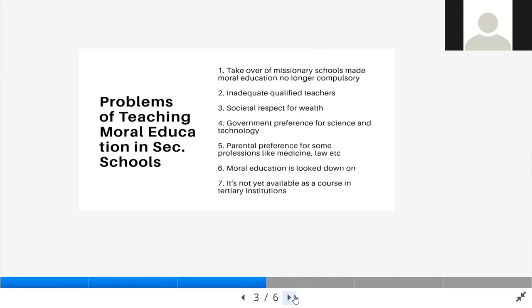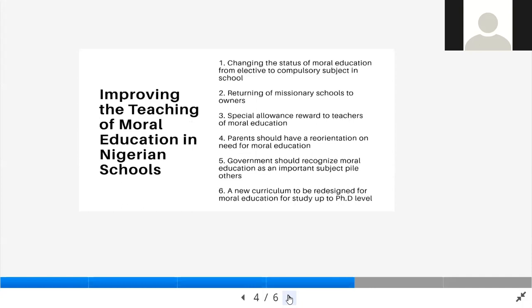And we'd like to see the next thing we have in how do we, what do we do to improve teaching and learning in moral education? What do we do to improve teaching and learning of moral education in our secondary schools these days? Yeah, the first thing, I'm already sharing my screen. The first thing we have there is this changing status of moral education from elective to compulsory subject in schools.